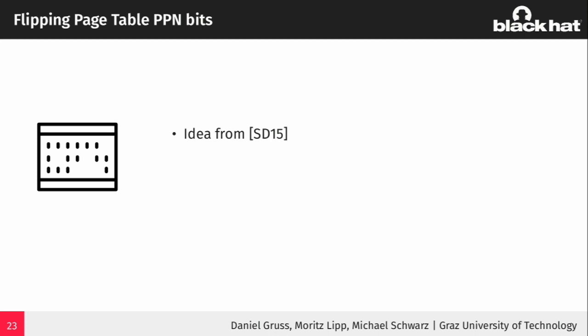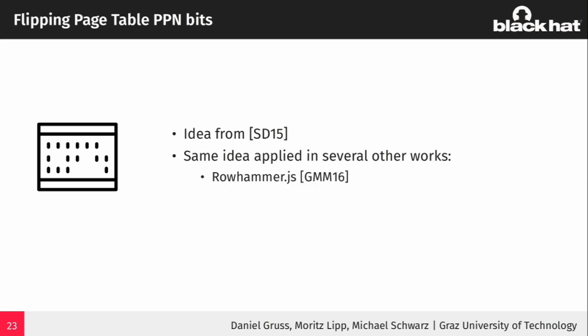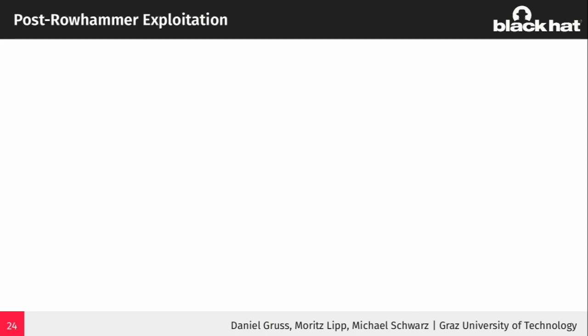For instance, this first idea was from 2015, and it was also reused later on in other works. We used it in Rowhammer.js. It was also used in 1-bit flips, 1-cloud flops, and then in the DRAMMER exploit as well.